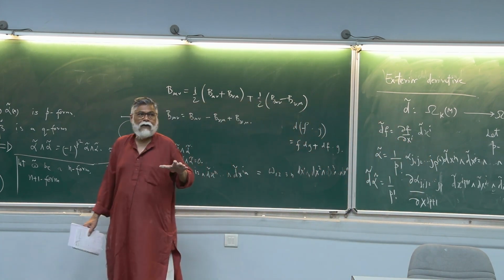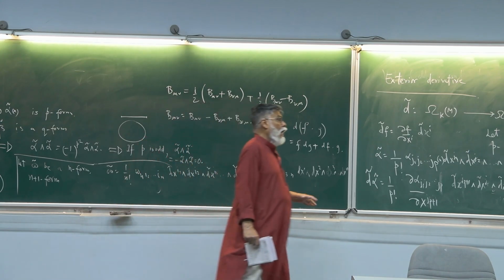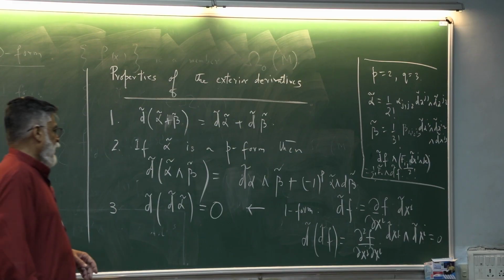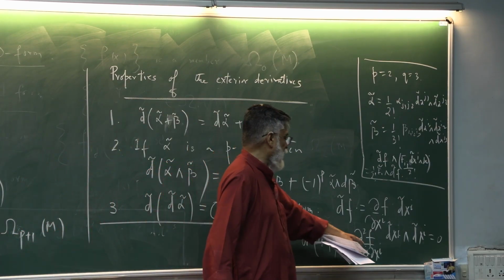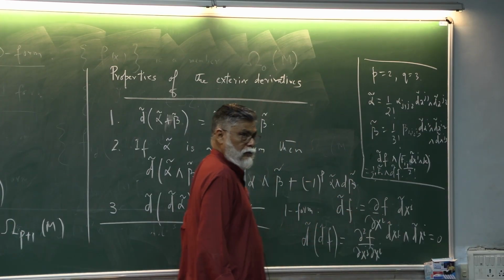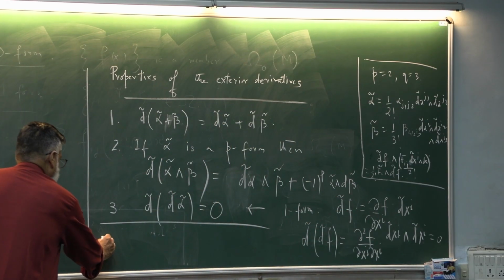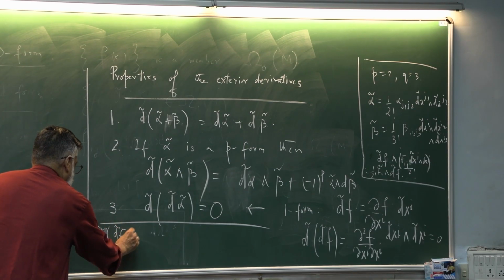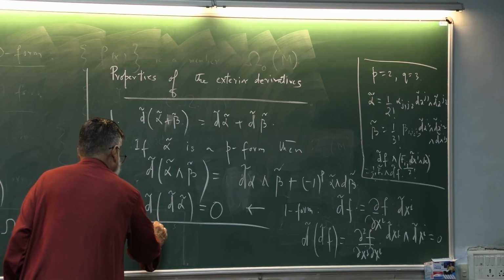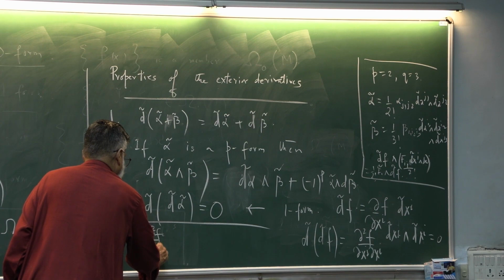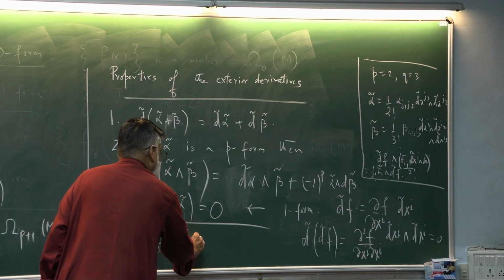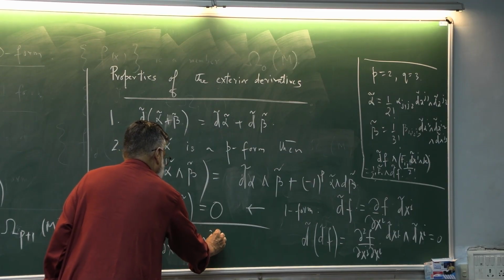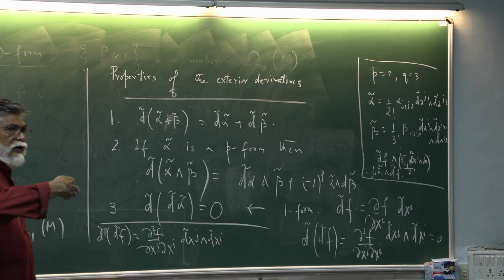Can you explain this again? Which one? This, how did it come to 0? Yeah. So, okay, let me do it in detail so that you see what is happening. Remember, j and i are being summed over. So what we have shown is d acting on d of f is del 2f by del xj del xi, dxj wedge dxi, where i and j are being summed over from 1 to n.